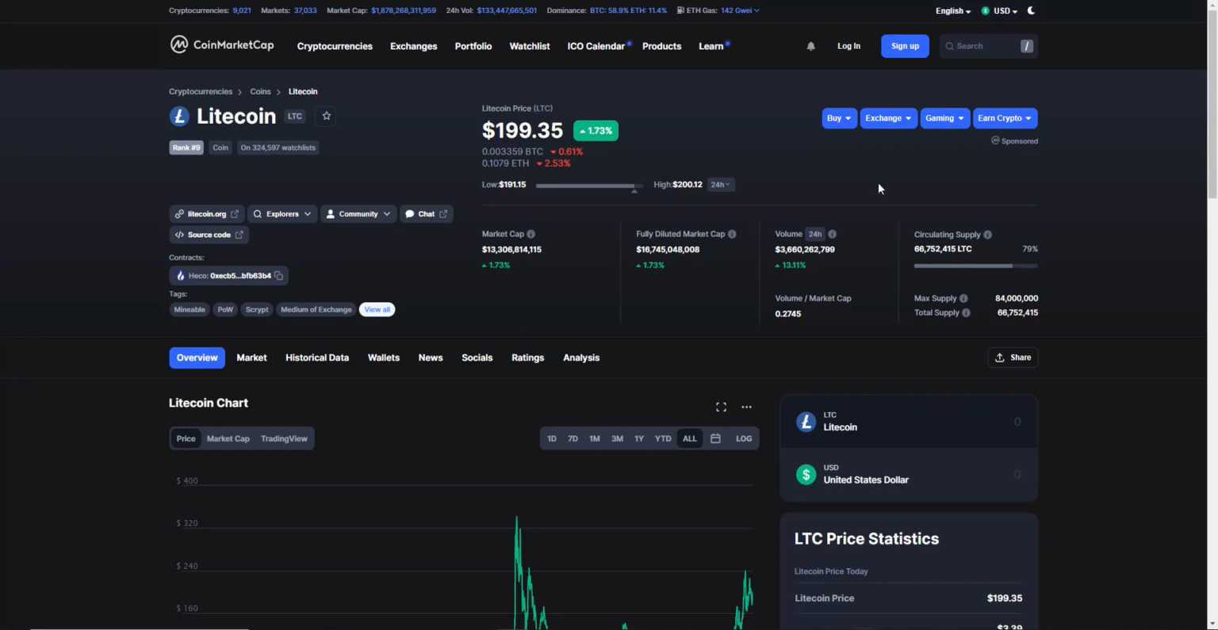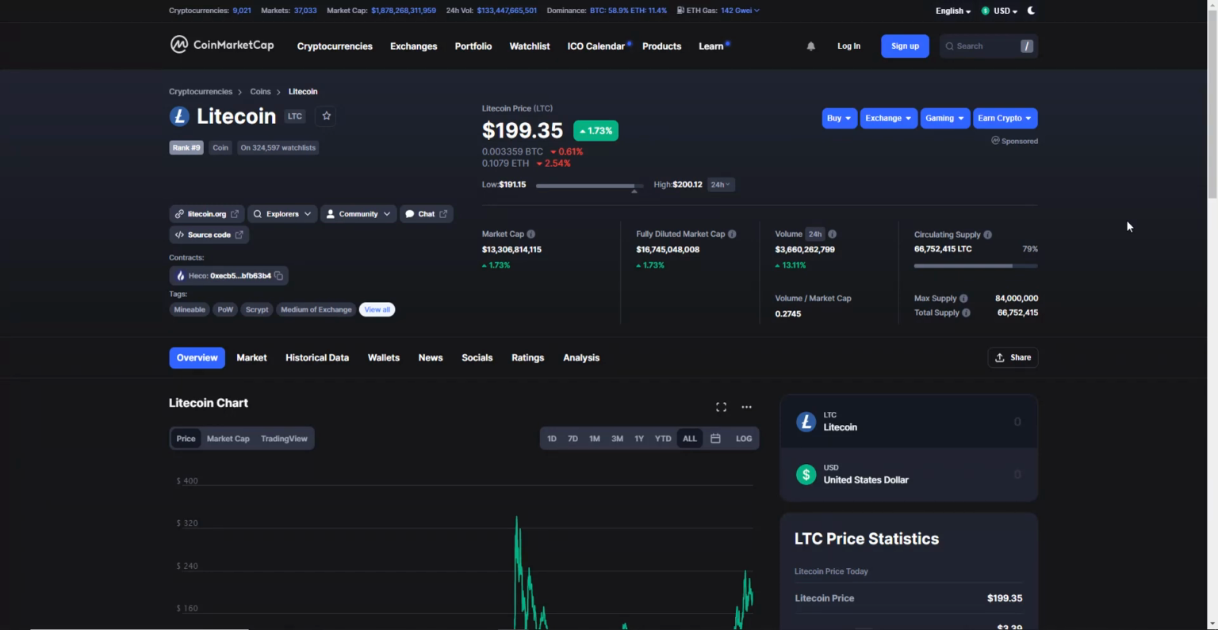Okay, so now what I wanted to do was get into coin market cap here, guys. And so many people hate on Litecoin. Guys, what's it? Number 9 right now. And you can see how many people have it on their watch list. 324 right now. The volume is up 13.1%. We're looking at a little over $3.5 billion of total volume right now.